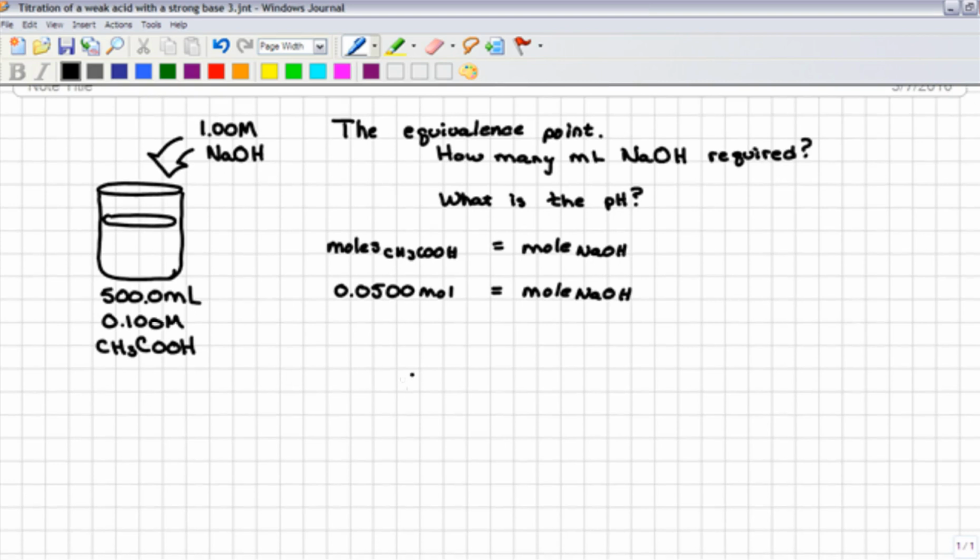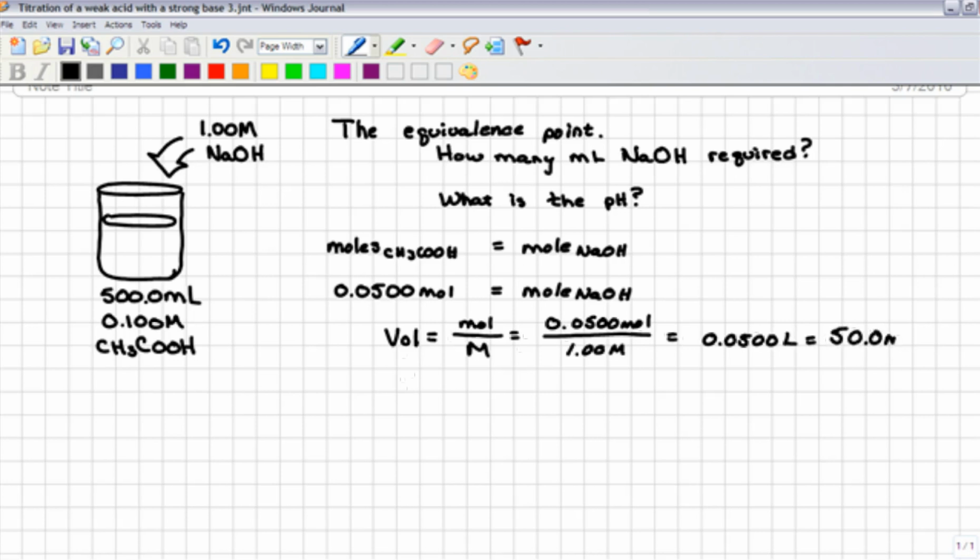And the calculation is really very easy. A rearrangement of our molarity definition tells us that volume is equal to moles divided by molarity. And moles in this case, 0.0500 moles divided by the molarity of the sodium hydroxide, 1.00 molar, tells us that we need 0.0500 liters, or 50.0 milliliters of sodium hydroxide. Okay, so we can reach the equivalence point by titrating in 50 milliliters of sodium hydroxide.